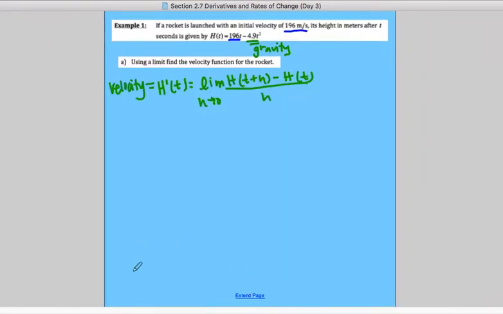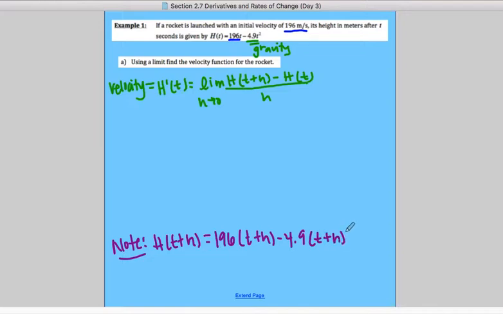I am going to go ahead and do a little side note to find capital H of t plus h. I know the t's and plus signs get confusing, so I always try to curve my t a little bit to help. When I plug it in, I would have 196 times (t plus h) minus 4.9 times (t plus h) squared. Now from here, I would distribute my 196, and I need to distribute my negative 4.9 to t plus h squared when I FOIL it.